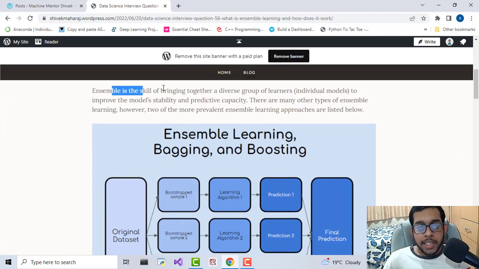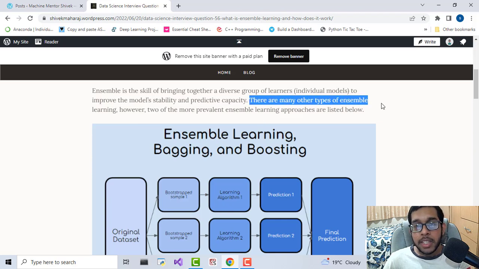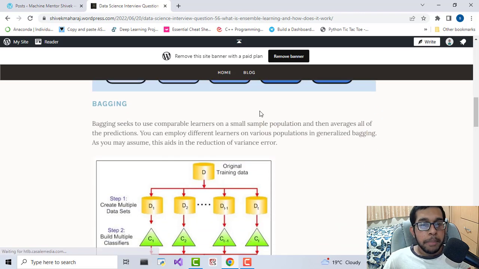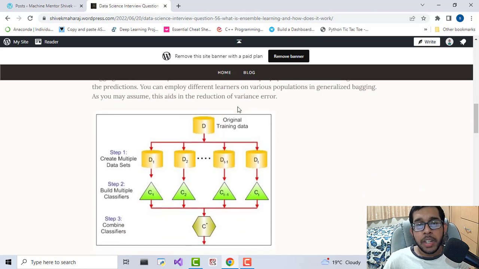Ensemble is the skill of bringing together a diverse group of learners, individual models, to improve the model's stability and predictive capacity. There are many types of ensemble learning. However, two of the most prevalent approaches are listed below. Bagging: bagging seeks to use comparable learners on a small sample population and then averages all of the predictions. You can employ different learners on various populations in generalized bagging. As you may assume, this aids in the reduction of variance error.